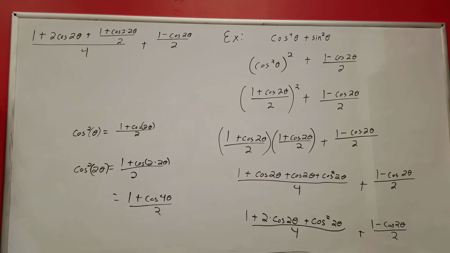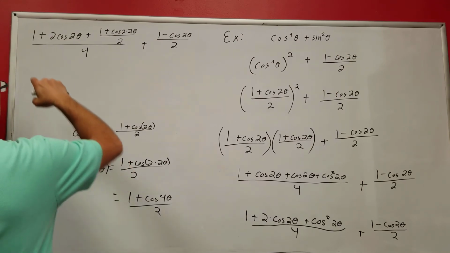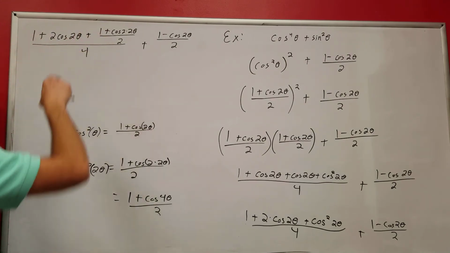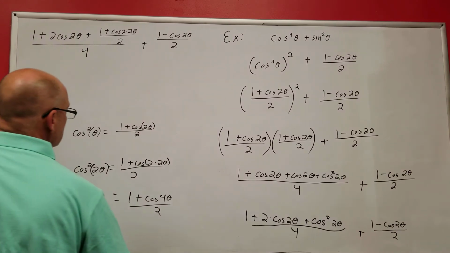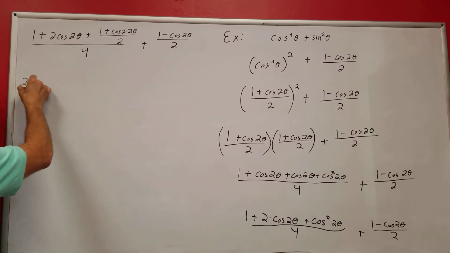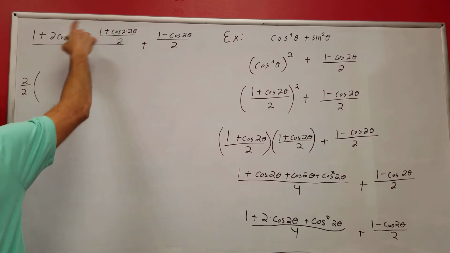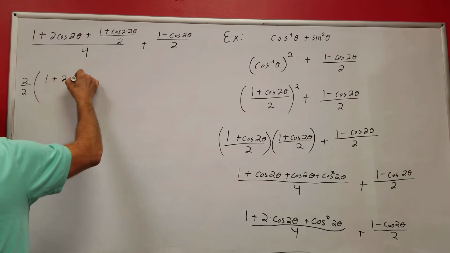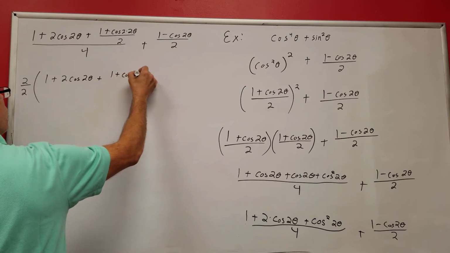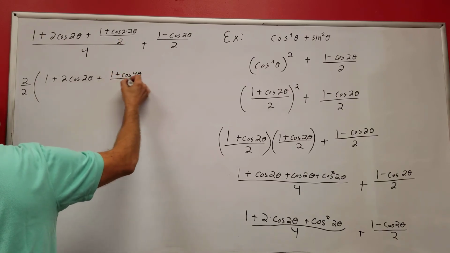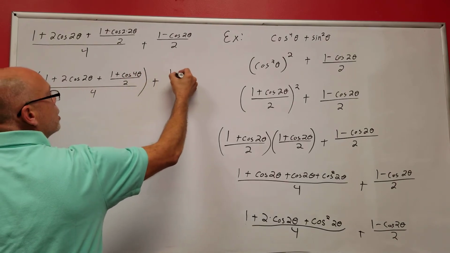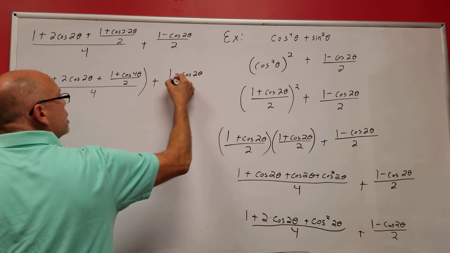All right, now let's see. Can I multiply the top and the bottom of this fraction right here by 2 to get rid of that 2 right there? I sure could. Let me do so. So I'm going to say 2 over 2 multiplied by this whole part here. 1 plus 2 cosine of 2 theta plus 1 plus cosine of 4 theta, now we have over 2, all over 4 plus this stuff, 1 minus cosine of 2 theta over 2.